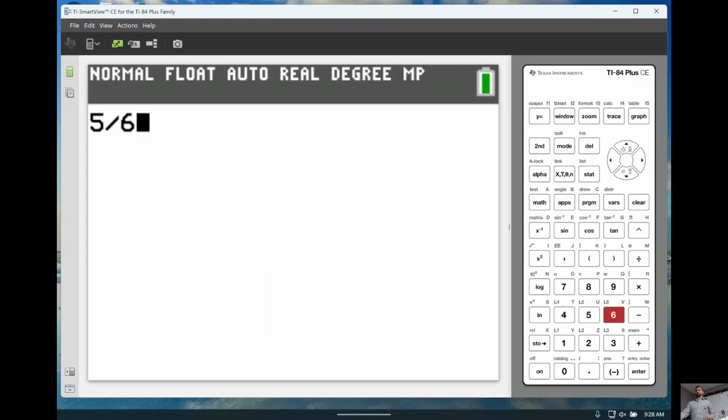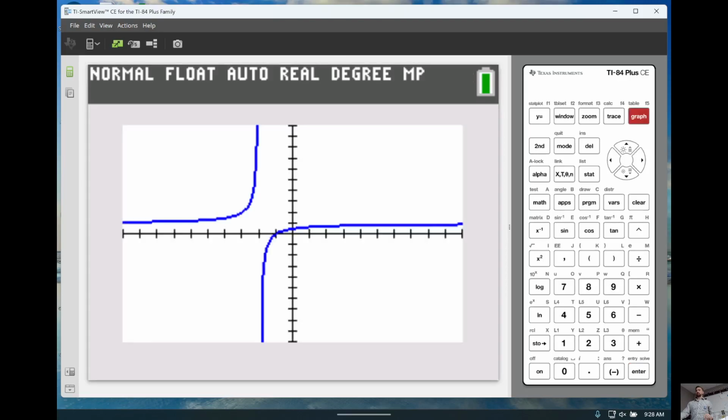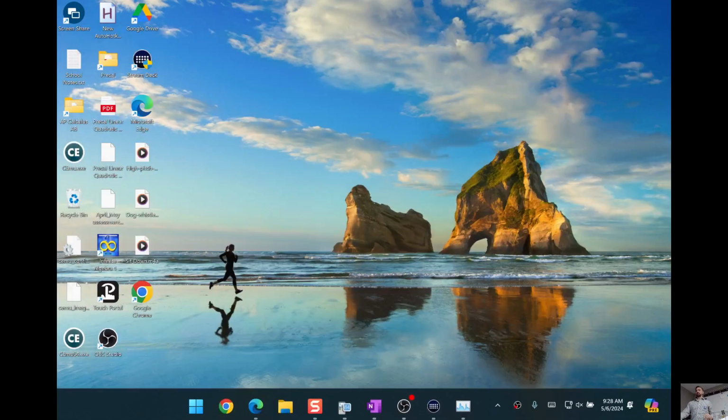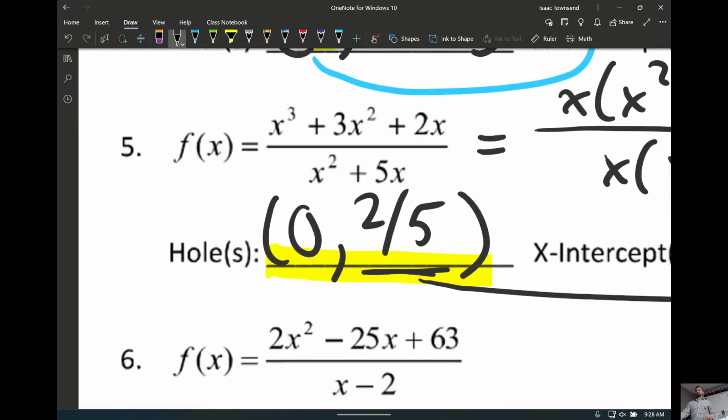And 5/6 as a decimal is around 0.8. So it appears to be in the right y value range, even though it doesn't have a way to show you that. Okay, if I check the second one, and this is what I would want you to do when you do these other ones.